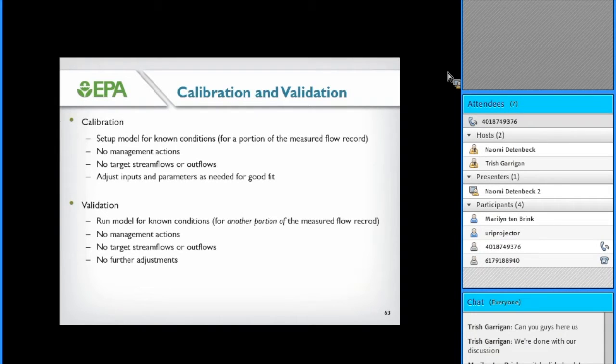The validation part, you'd basically be doing a very similar exercise with a different time period. You also have measured flow, say, for a second year. Run through the setup, don't make any adjustment in any of the parameters, and see if the good fit that you had achieved during calibration is retained. You're still satisfied with it. And the flow may represent different precipitation. You want to make sure that whatever relationships are built into the model are preserved.